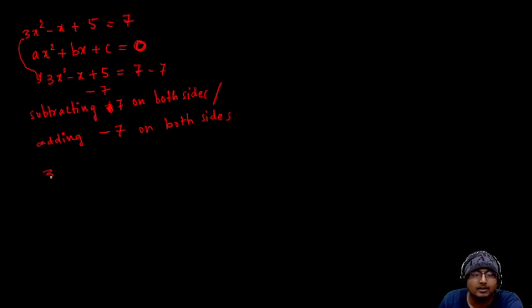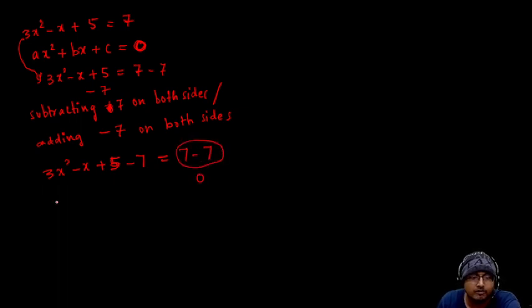So what will happen? 3x square minus x plus 5 minus 7 is equal to 7 minus 7. 7 minus 7 will be 0. So we will get 3x square minus x, and 5 minus 7 is minus 2, so minus 2 equal to 0. Now you tell me whether this is in the standard form. Yes, it is in the standard form, because one side of the equation is 0. Hence this is the standard form.